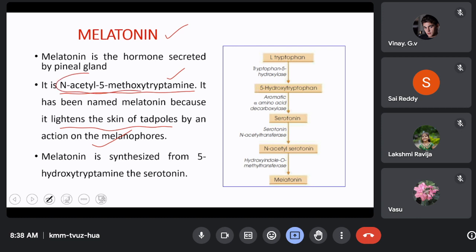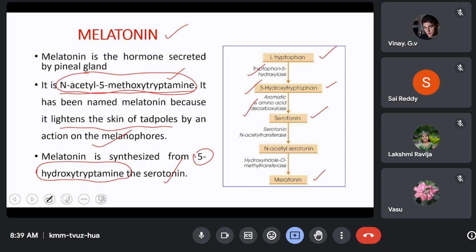How is this chemical name derived? Because it is synthesized from 5-hydroxytryptamine, also called serotonin. So melatonin is synthesized from serotonin, but this entire reaction starts with the amino acid L-tryptophan. Catalyzed by tryptophan 5-hydroxylase, it gets hydroxylated at the fifth position to form 5-hydroxytryptophan, and it again gets decarboxylated by aromatic alpha amino acid decarboxylase to produce serotonin, from which melatonin is produced.